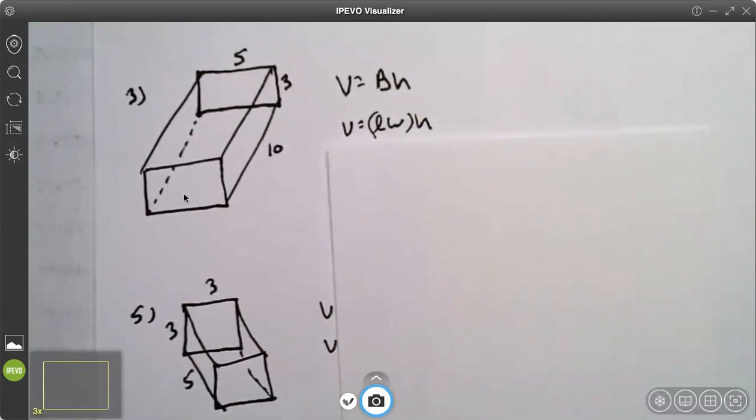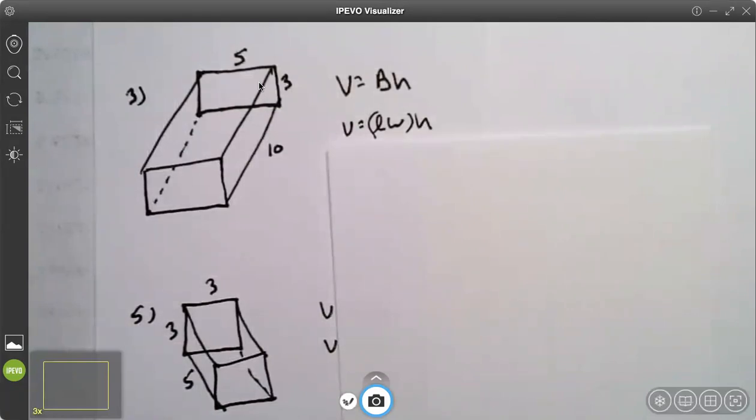This prism has two rectangular bases depending on which side you sit it on, and the other one is identical to it. Both of these rectangular bases are 3 by 5s. 3 by 5 this way, 3 by 5 this way. So big B stands for the area of the base. First thing we have to do is find the area of the base.